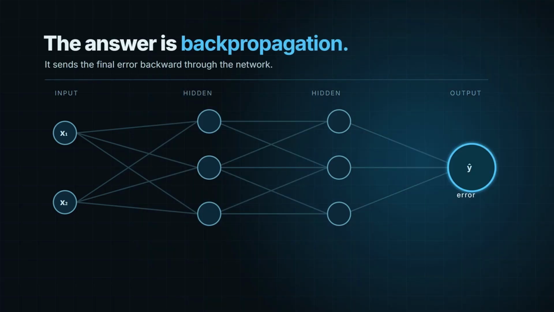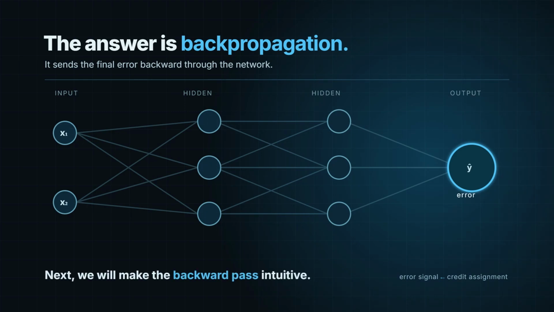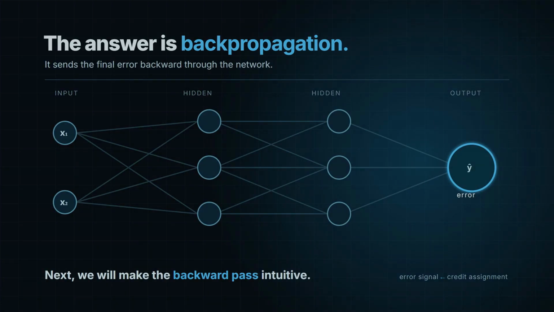Answering that is the single most important algorithm in deep learning. It is called backpropagation, and it deserves its own article. So that is exactly where we are going next. For now, just know that the gap exists and that it has a clean, surprisingly intuitive answer.